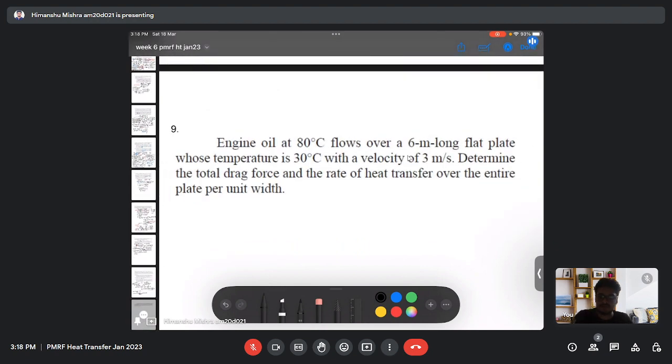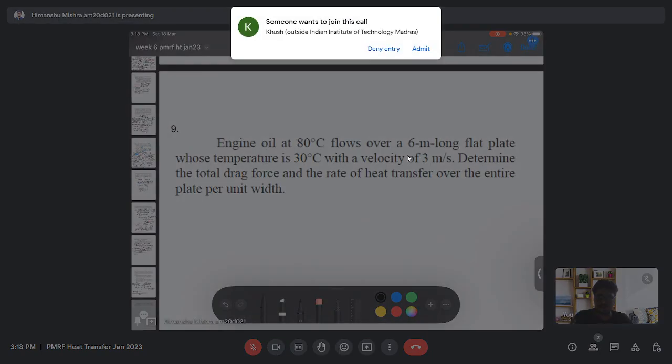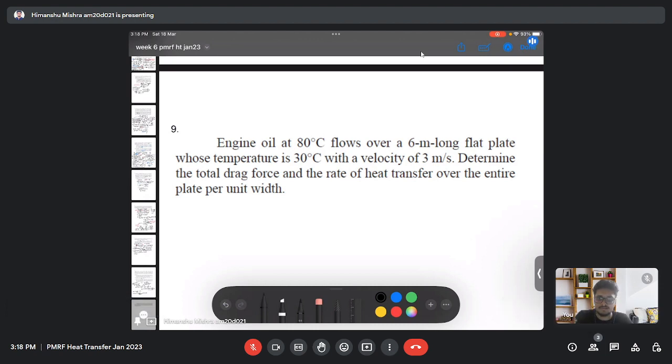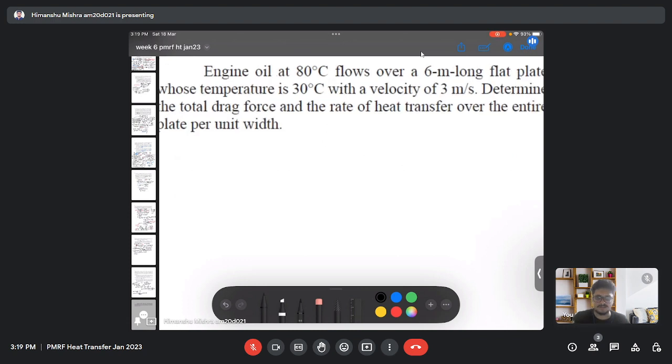So in the next question, we have an engine oil at 80 degrees Celsius that flows over a 6 meter long flat plate whose temperature is 30 degrees Celsius with a velocity of 3 meter per second. Determine the total drag force and the rate of heat transfer over the entire plate per unit width. So this is one of the problems we solved last week. It is based on external flow, heat transfer in external flow.